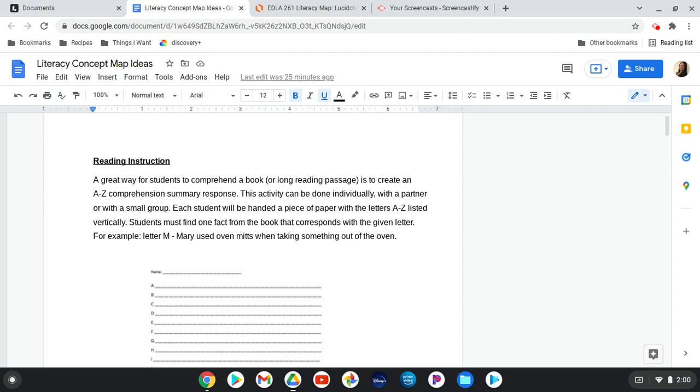And the students must find one fact from the book or the very long reading passage that actually corresponds with the given letter. So, for example, if I was reading my book or my passage and I saw something that began with the letter M or something relevant from the story, I could say, M, Mary used oven mitts when taking something out of the oven.